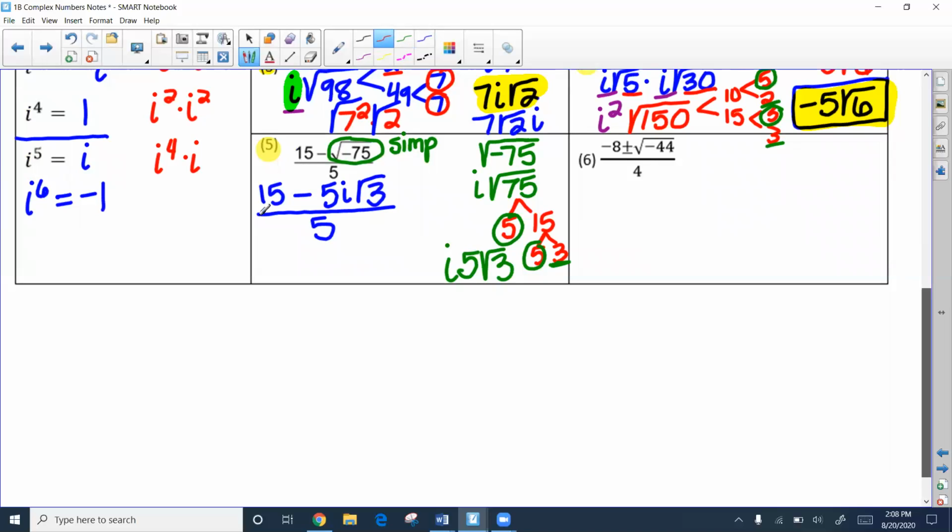Okay, so now let's actually do the division. When the whole thing is over 5, it means both parts are divided by 5. So I have to divide both parts by 5. So I'm going to have 15 over 5. That divides to 3. And right here, 5i square root of 3 divided by 5. The 5s will divide out. 5 divided by 5 is 1. So you don't really have to write the 1, but it's going to divide out. And we're going to be left with i square root of 3. So that's what our simplified answer looks like. 3 minus i square root of 3.